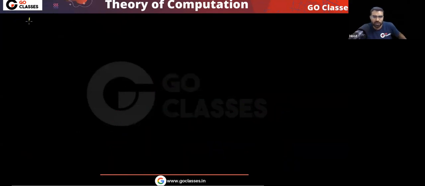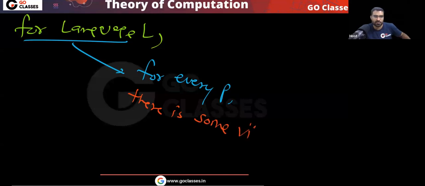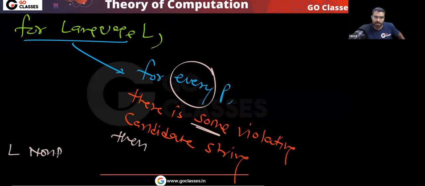Now, one more thing. If for language L, for every P, there exists a violating string, there is some violating candidate string for every P, then what can you say? The pumping lemma is not satisfied. Then L is non-regular, because L fails the pumping lemma. So this language L will be non-regular.